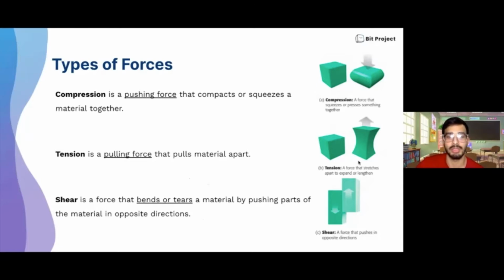You often hear the phrase tension on a rope, meaning that rope is being pulled. Third, we have shear or shearing force, which is a bending or tearing of a material when parts push past each other. So with shearing you can think of something sliding past each other in opposite directions.